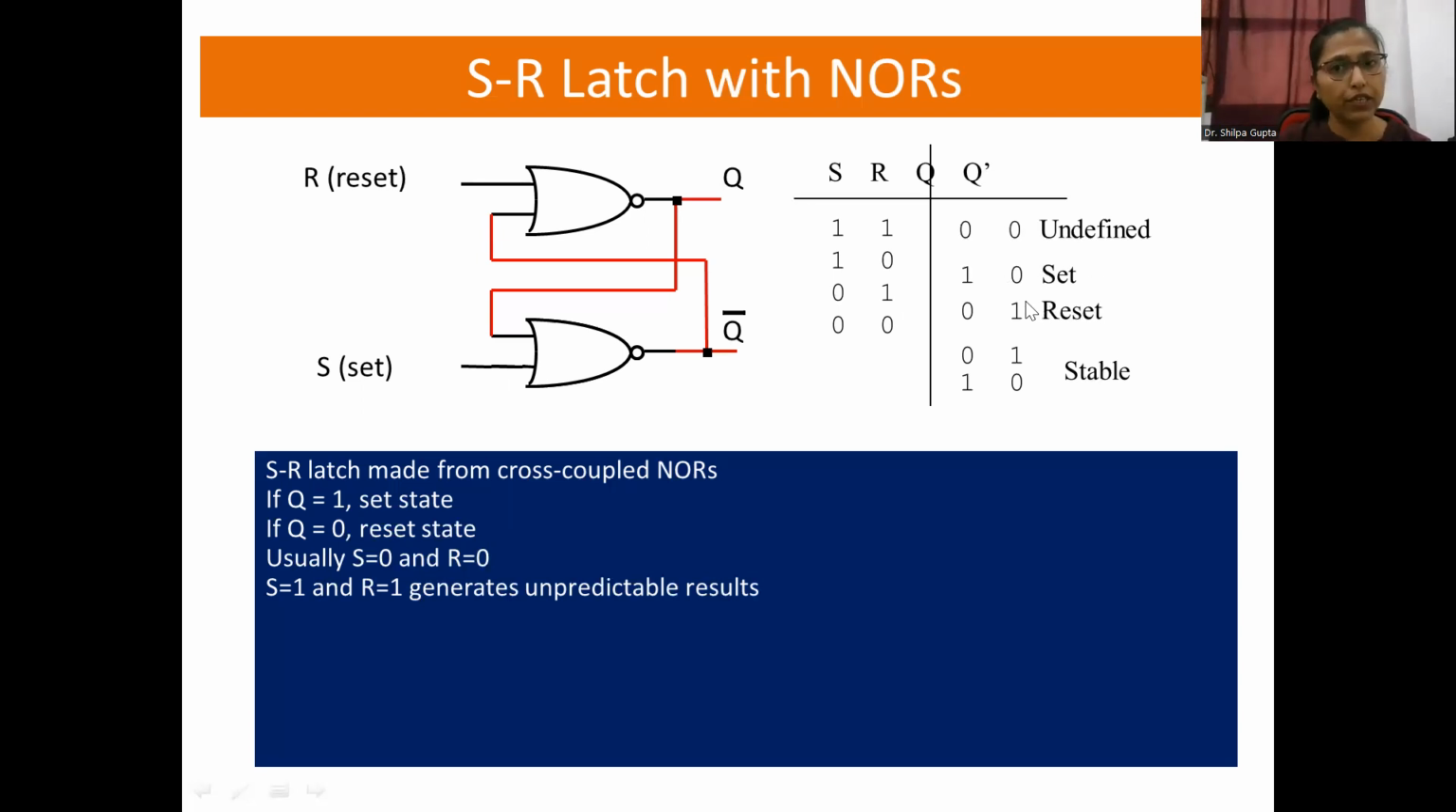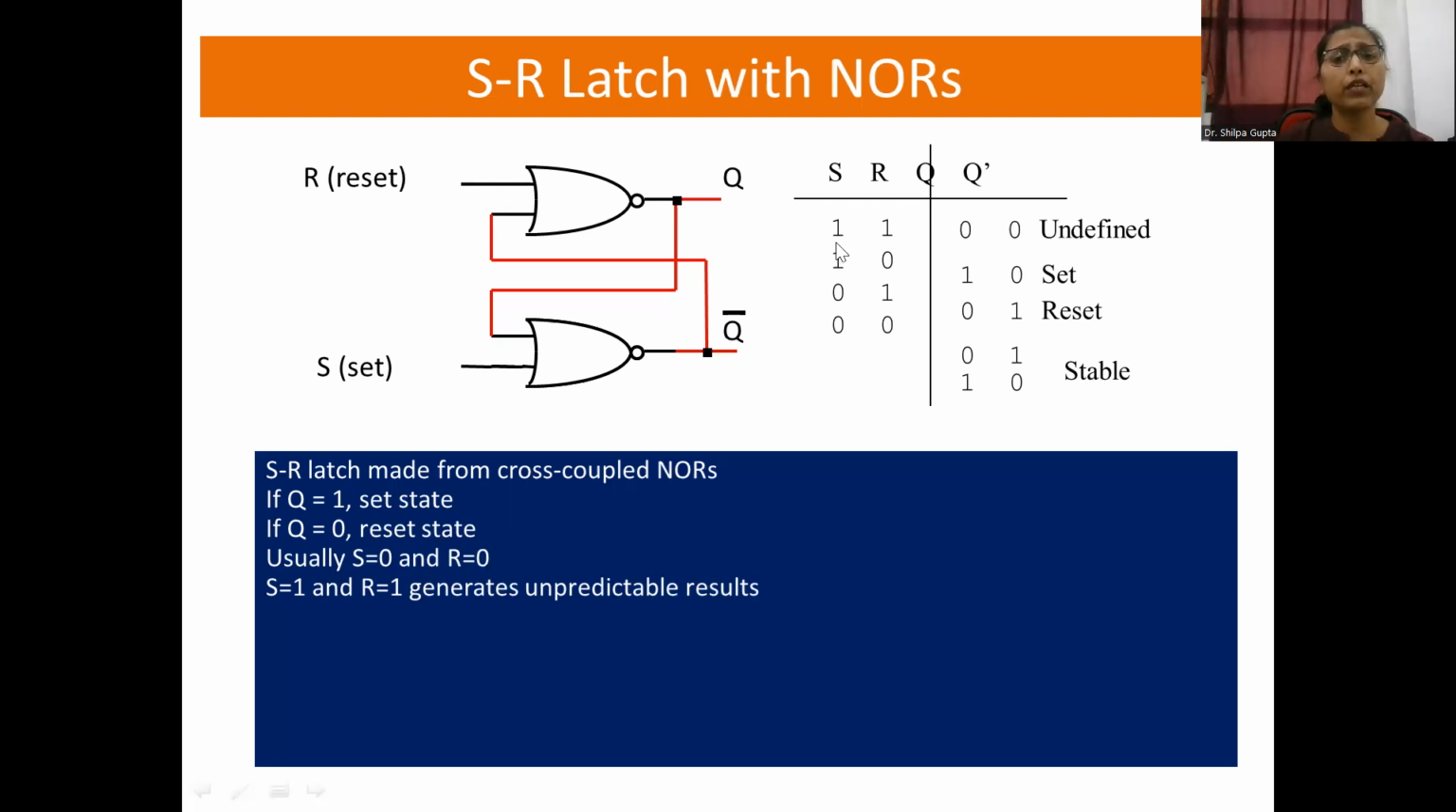Because as I've already told you, if I'm putting 1 at set, that means I have to reset the signal. Inverse logic we are using here. So 0 means set and 1 means reset. If I'm putting 1 at S, then this flip-flop will produce 0 at set in output, and the latch would be called a set latch.